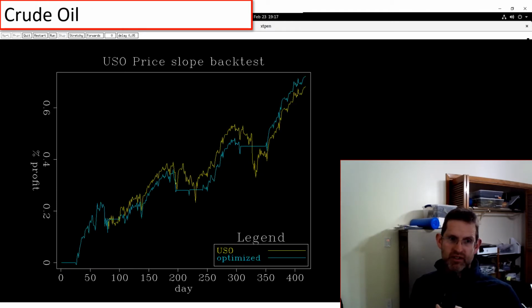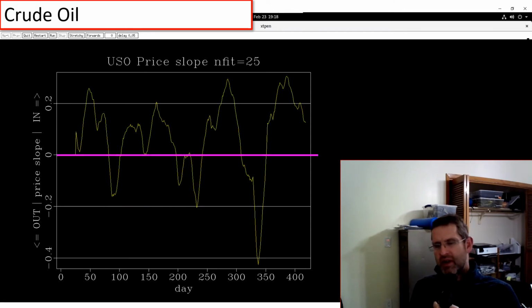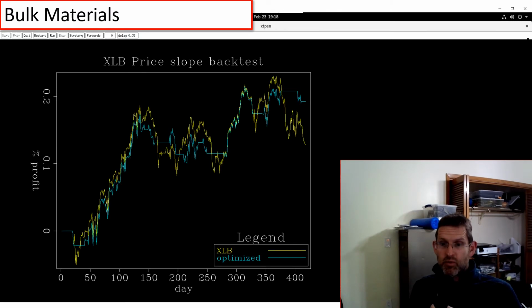USO, crude oil, it's arguably been the best commodity, or really one of the very best commonly tradable ETFs, up about 70% over the last year. The backtest method basically captures the upside. It does stay out of the market for a few periods, which is kind of interesting. Currently we're in the market for USO, and we have been for the last 50 days or so, which makes sense. It's really been the best asset class out of all of them during this weird time.